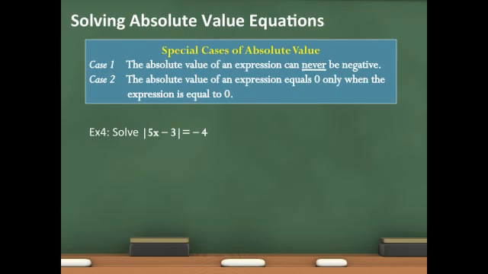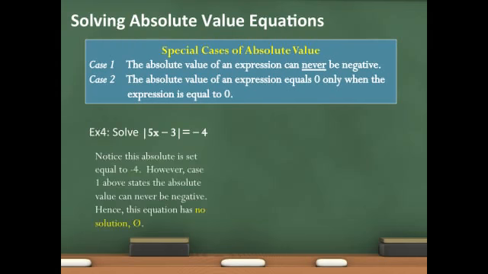In example 4, we have the absolute value of 5x minus 3 equals negative 4. Notice the absolute value equation is set equal to a negative number. According to case 1, this cannot be. Therefore, we say that this equation has no solution. Note that the symbol for no solution is a 0 with a slash through it.